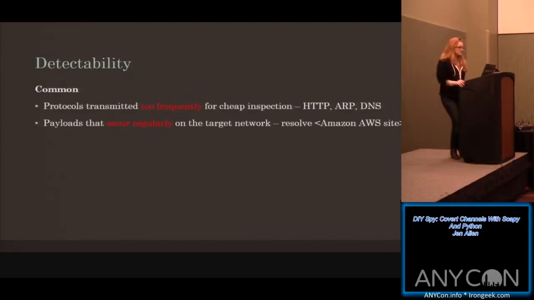So identifying protocols that are too frequent for very basic, and this is really the very simplest of detection. So cheap inspection: HTTP, ARP, DNS, if you have those really cheap firewall devices that are doing some tiny bits of IDS and that's it, and they're matching like 5 vulnerabilities that happened 10 years ago. So you might get past something like that.